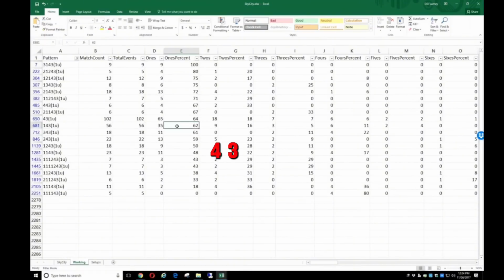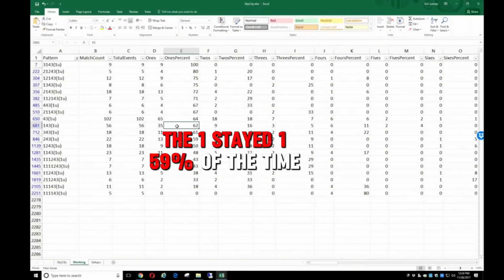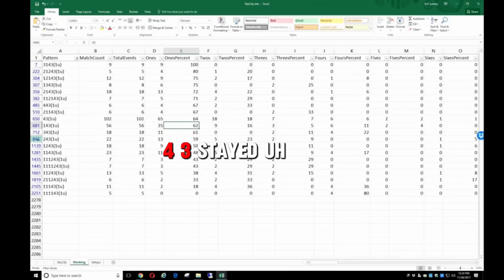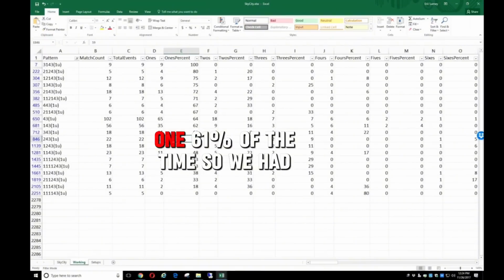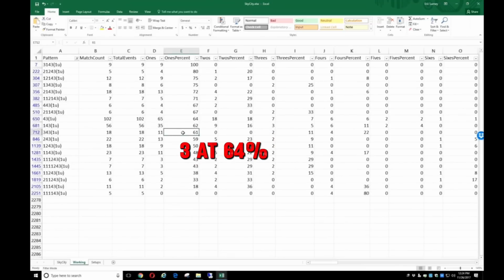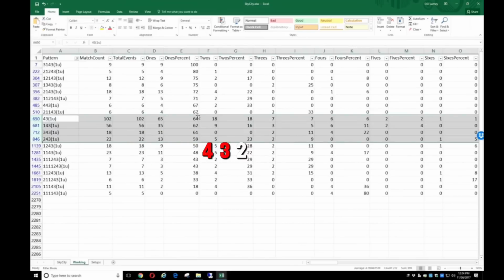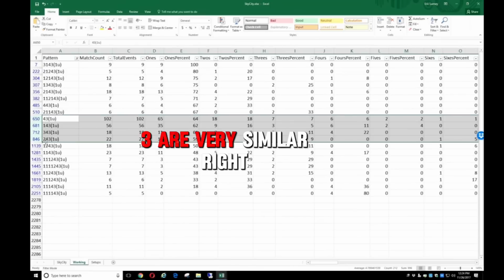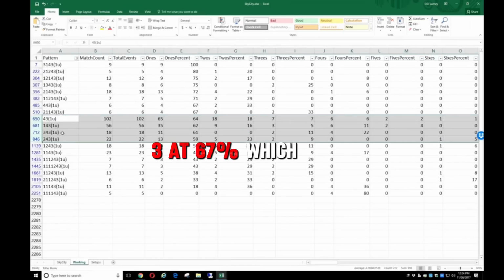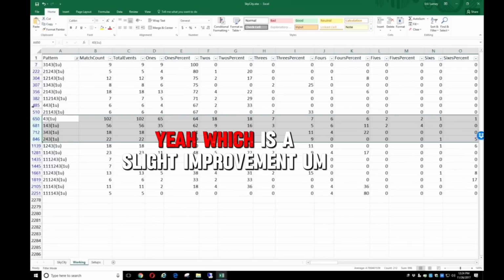Here's the 2-4-3. The 1 stayed 1 59% of the time, and the 3-4-3 stayed 1 61% of the time. So we had the 4-3 at 64%, but these other ones are kind of backing that up. Yeah. Like, hey, 1-4-3, 2-4-3, 3-4-3 are very similar. Right. And then here's the 4-4-3 at 67%, which is a slight improvement.